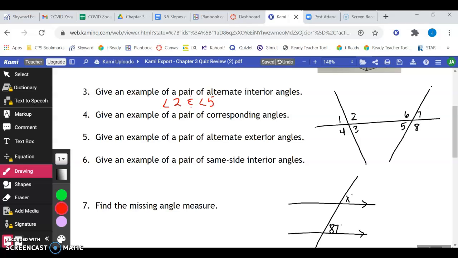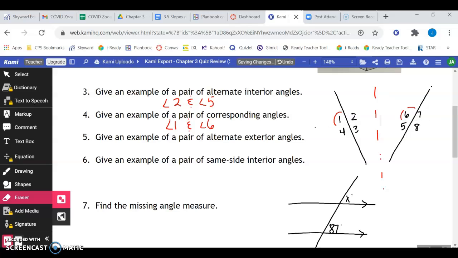Give an example of a pair of corresponding angles. So remember, if we decided to cut this picture in half, corresponding angles would be in the same spot on each piece. So we actually have 4 different pairs here. If I start with angle 1, which is on the top left-hand side, I'm going to pick the angle that's on the top left-hand side over here, which is angle 6. Oops, I didn't want to delete that line.